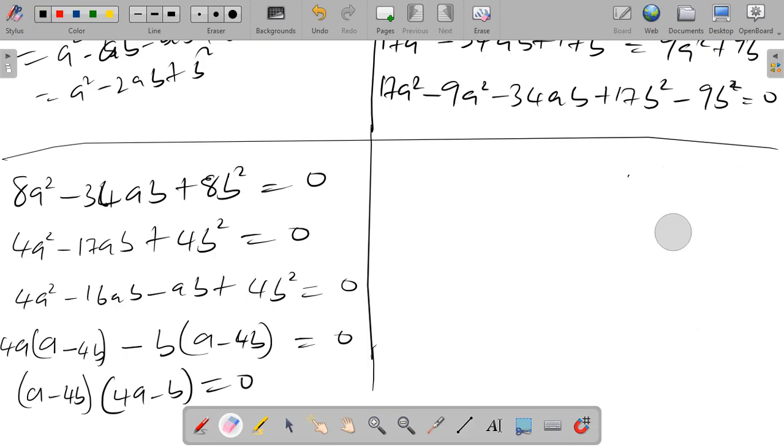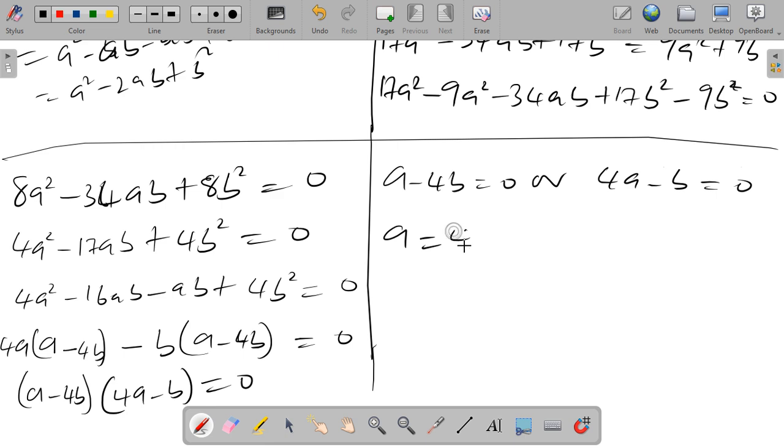Permit me to clean this side. So having this, I'm going to say that either a minus 4b is equal to 0, or you have that 4a minus b is equal to 0. So now we are going to have that our a is equal to 4b, or our b is equal to 4a. Okay, so now let us work with the first one.